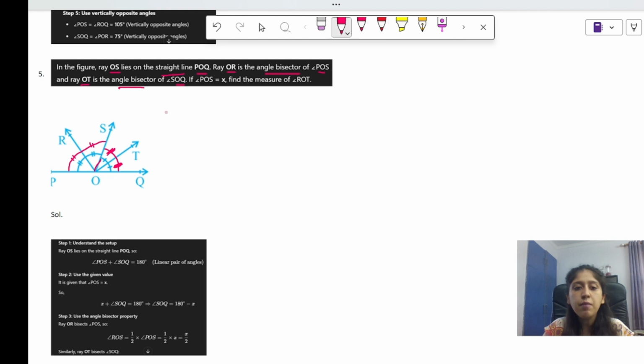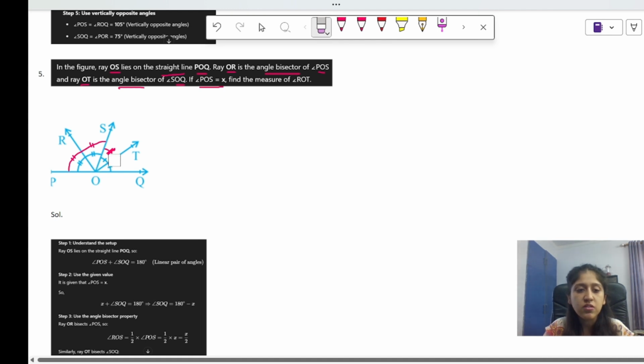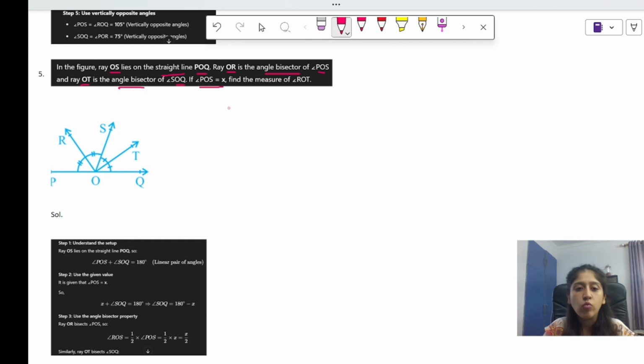ठीक है? अच्छा, अब we have been given that POS angle is X. Okay. Now let me just erase this because then you will have actually a lot of confusion. ठीक है? Okay. Now we have been given POS as X. What is POS? POS, let me just draw it out for you. This angle is said to be X. ठीक है? We have to find ROT. ROT find करना है हमें. This angle has to be found. I hope this is clear कि हमें क्या find out करना है, क्या given है.